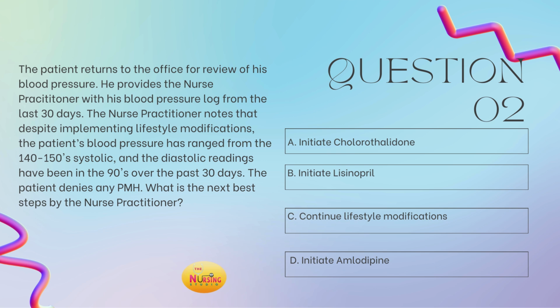The patient denies any past medical history. What is the next best step by the nurse practitioner? Is it A, to initiate chlorothalidone, B, initiate lisinopril, C, continue lifestyle modifications, or D, initiate amlodipine?